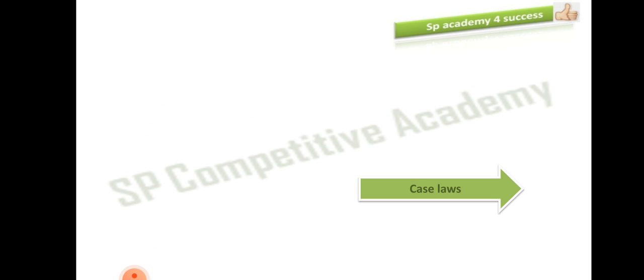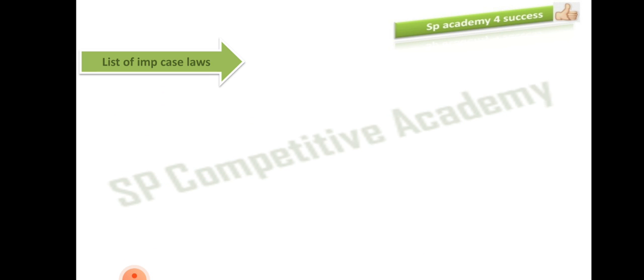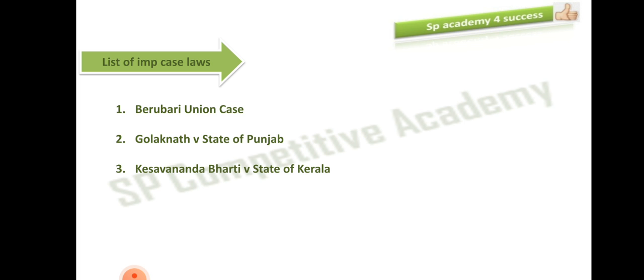Moving on, let's go into the case laws related to the preamble, today's topic. The first case law here is the Berubari Union case. I am listing out all the case laws first, and then we will go into the details of each. The second case law is Golaknath versus the State of Punjab, the third one is Kesavananda Bharati versus the State of Kerala, and the fourth one is LIC of India.